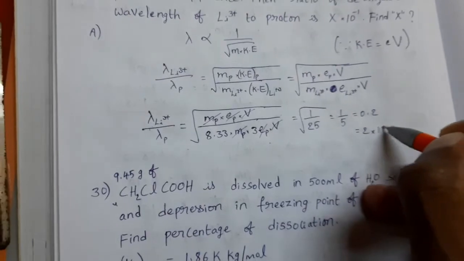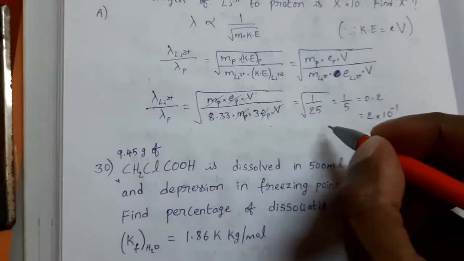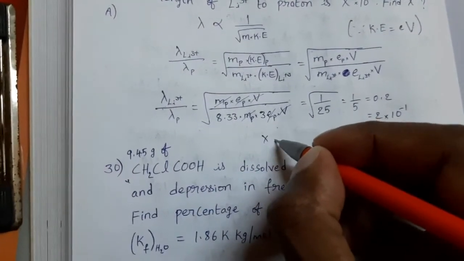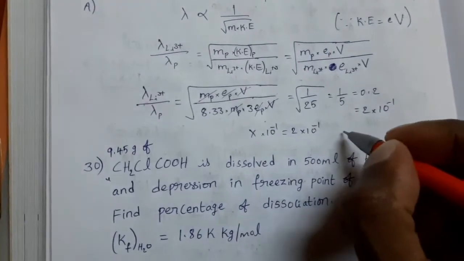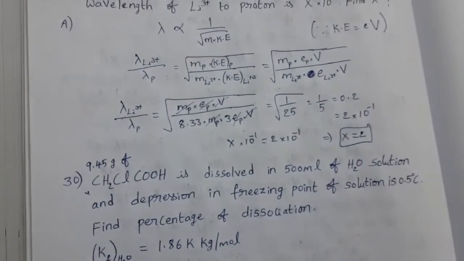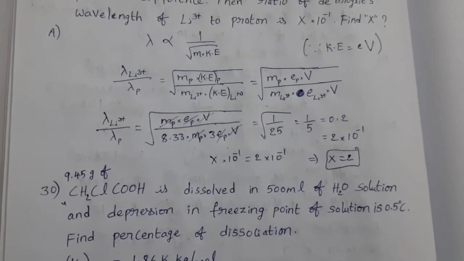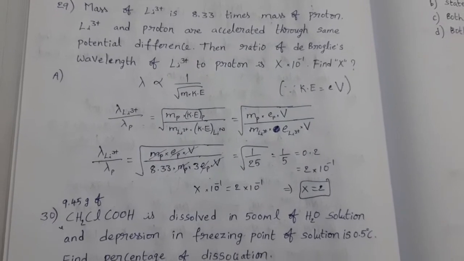That means we can write 2 into 10 power minus 1. But in the question they give that ratio is x into 10 power minus 1, that equals 2 into 10 power minus 1. That implies x equals 2. So x value is 2. Okay students, next, see the next question.